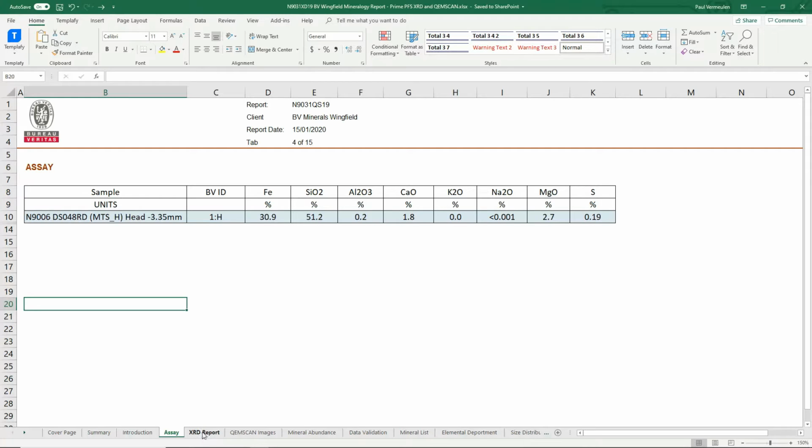So the laboratory did two types of mineral assessment. They did an XRD and they also did some QEMSCAN data. Let's have a look at both, because this will all make sense once you understand what we need to do and how this all fits together.